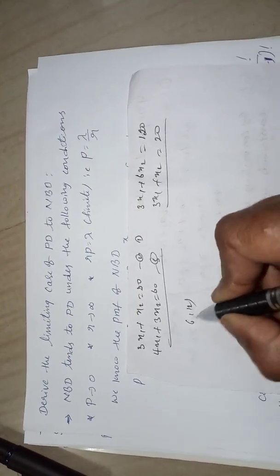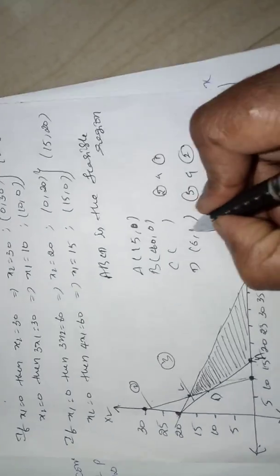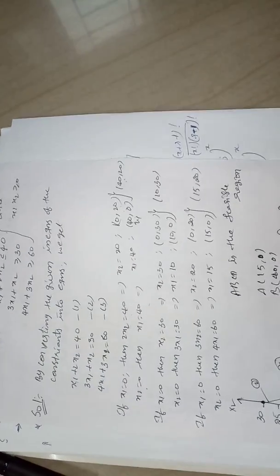Okay, after solving these two equations, I am writing directly. Solving I am not doing, you can do it. From solving equation 2 and 3, you are getting the values 6 comma 12. Here you are getting the values 4 comma 18. So 2 and 3 is point D. So 6 comma 12, 4 comma 18.